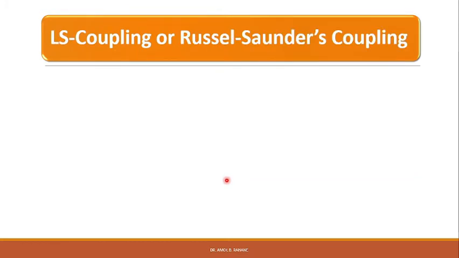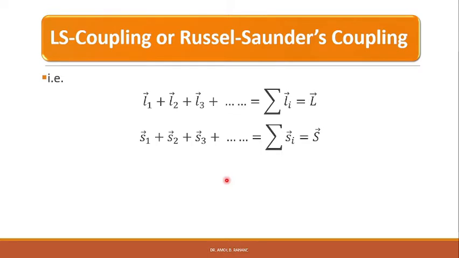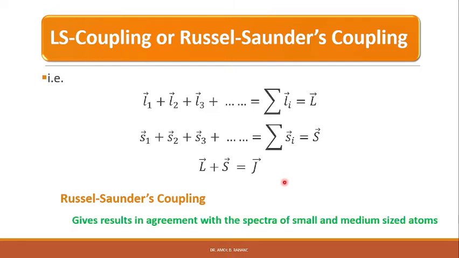So, let us first see the LS coupling, or it is also called as Russell-Saunders coupling. In this method, we first sum the orbital contributions and then the spin contributions separately, and finally add the total orbital and spin contributions to reach the grand total angular momentum J. It gives the results in agreement with the spectra of small and medium sized atoms.